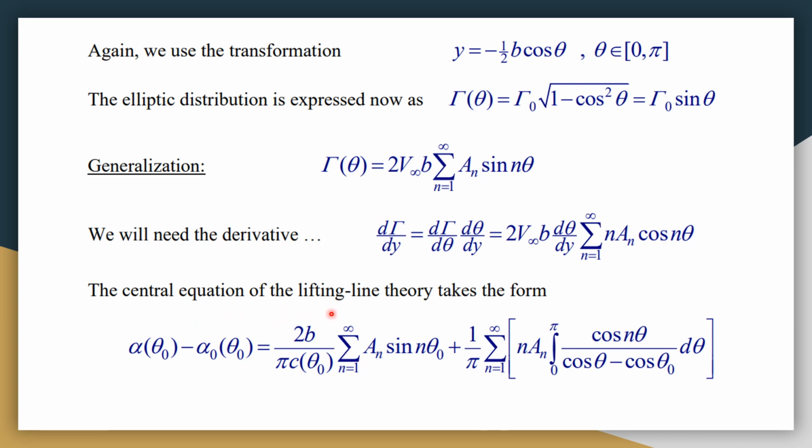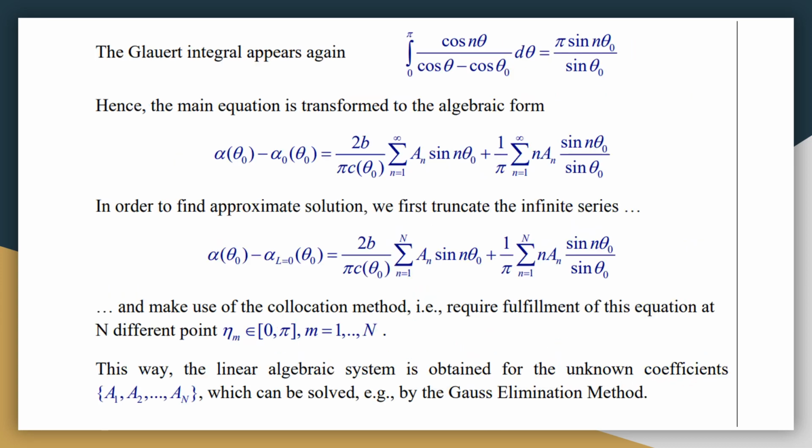The central equation of the lifting line theory takes the form alpha theta naught minus alpha L equal to 0. Again I will revise: alpha theta naught minus alpha L equal to 0 theta naught equals 2b over pi c theta naught, summation of n equal to 1 till infinity a n sin n theta, plus 1 by pi summation of n equal to 1 to infinity in bracket n a n, integral of 0 to pi cos n theta divided by cos theta minus cos theta naught d theta.